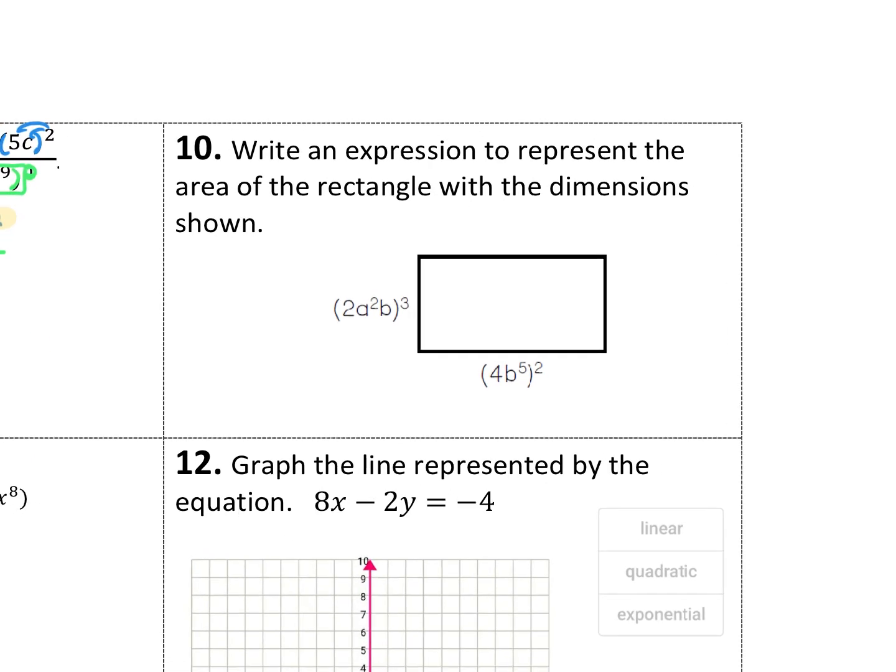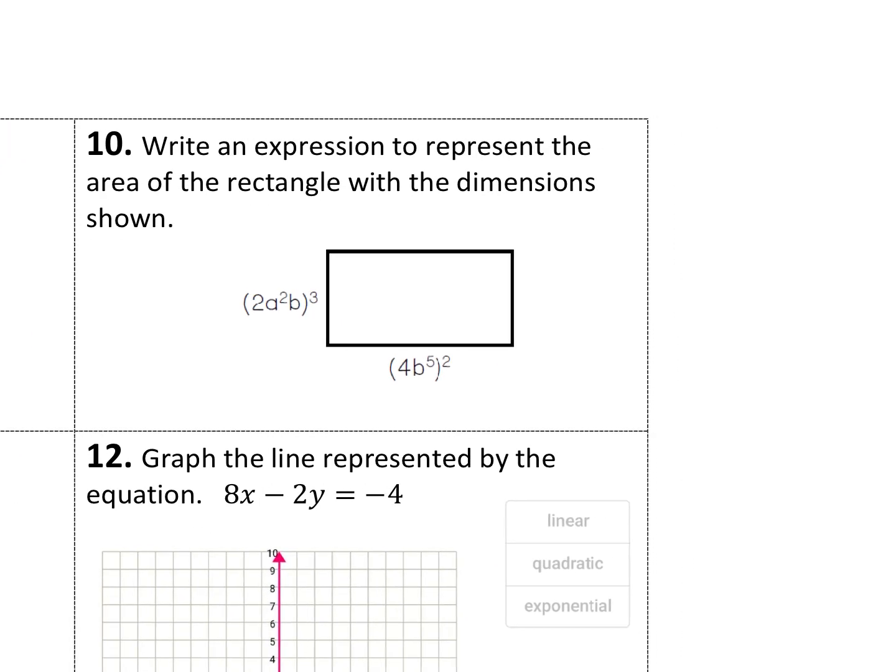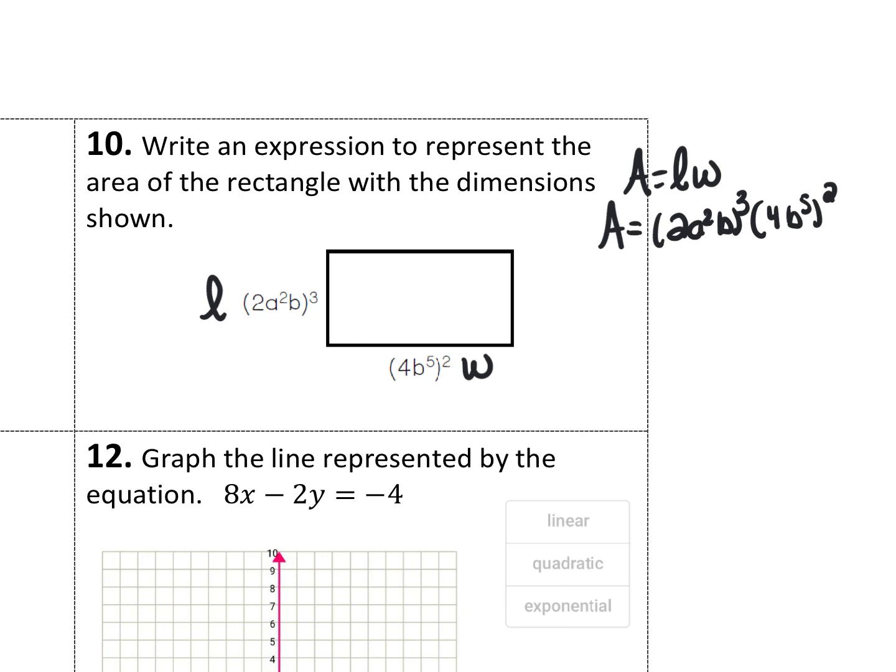Number 10 says to write an expression that represents the area of a rectangle. Again, area of a rectangle is length times width. So I'll let this be my length and this one be my width. My area is going to be 2a squared b to the 3rd times 4b to the 5th to the second power. Everyone here needs to get my third power. So I get 2 to the 3rd, a squared to the 3rd, and b to the 3rd.